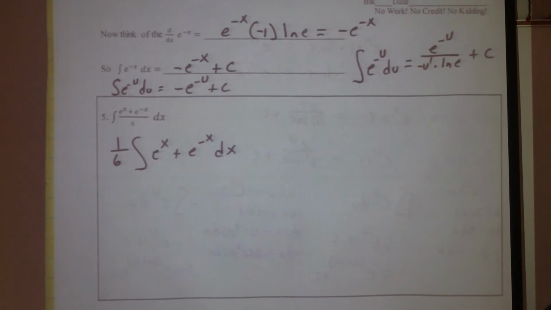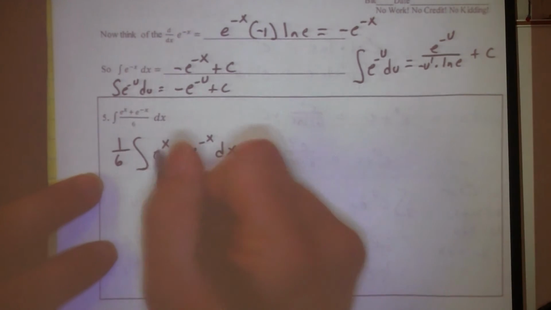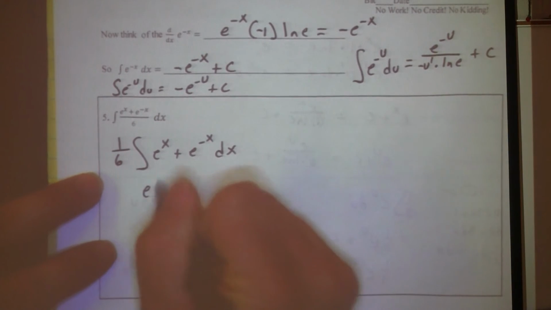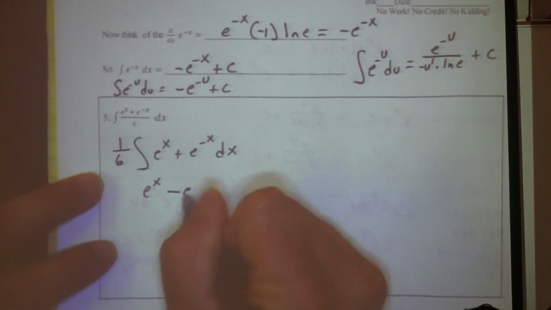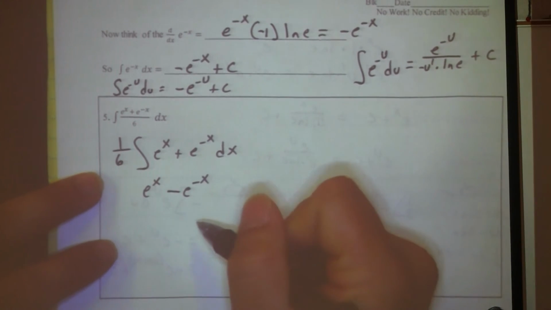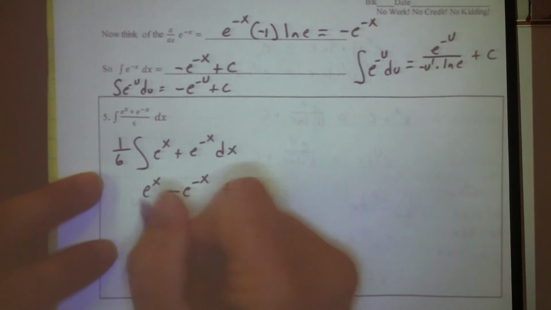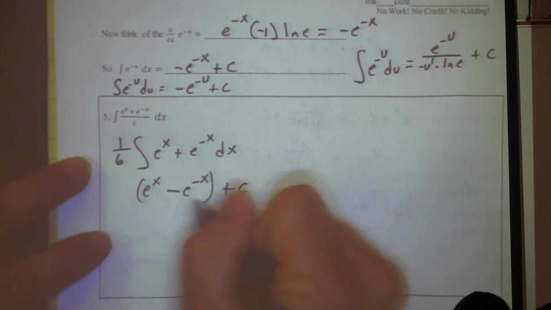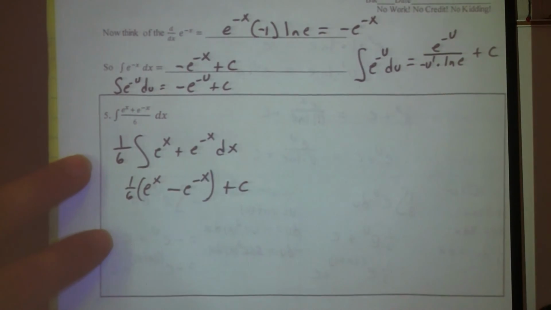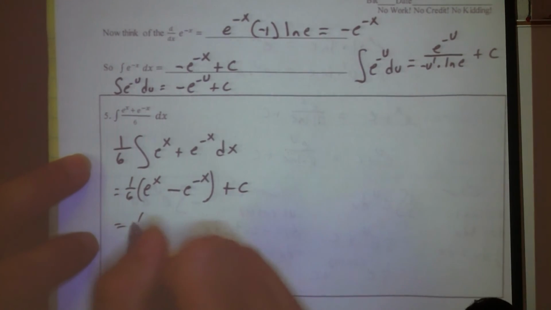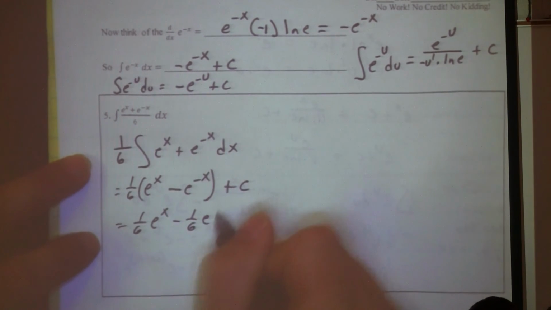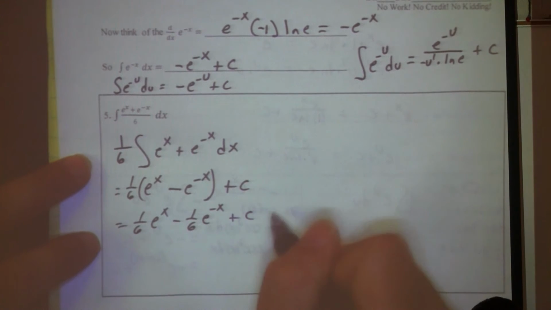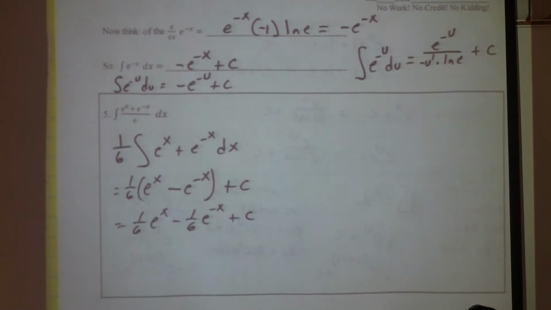And I should be very familiar with them because they're going to be on the AP test. So what's the integral of e to the x? E to the x. What's the integral of e to the negative x? Negative e to the negative x, plus c. And it's going to be all of this times what? 1 over 6. If I wanted to, it's 1 over 6 e to the x minus 1 over 6 e to the negative x plus c. Cool?